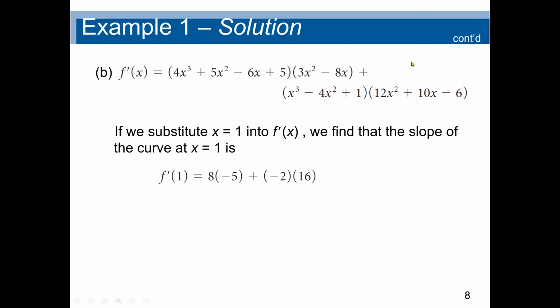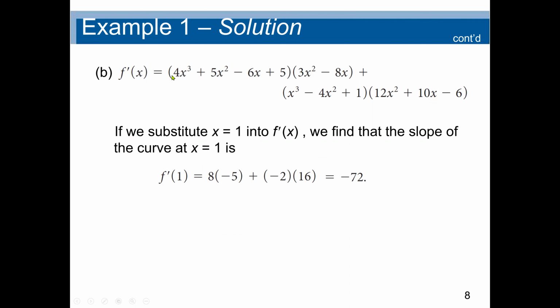We combine these like terms together. So it seems like this is what we get. Then later we substitute s equal to 1 into f prime of x. We find the slope of the curve at s equal to 1, which will give us, again, the answer will be minus 72.